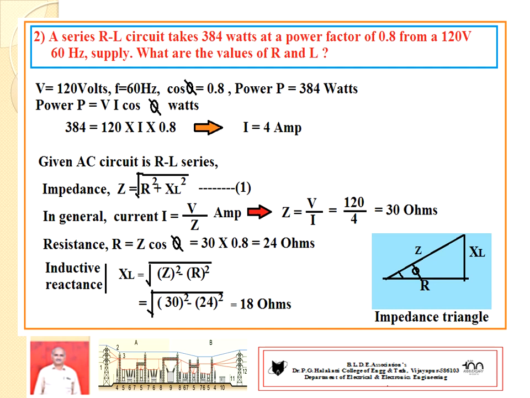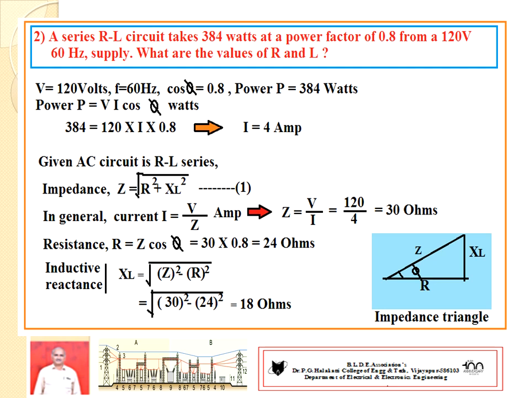So, which equation is suitable? Which type of power expression shall I use? That is your decision. You see the data, then decide. Cos phi is given, voltage is given, then I should use power equal to VI cos phi. You substitute all values, then I get the RMS value of current. So it becomes 4 ampere. Once you know the voltage and current, then it is possible to calculate impedance. So the impedance of the given AC circuit is the ratio of V by I.